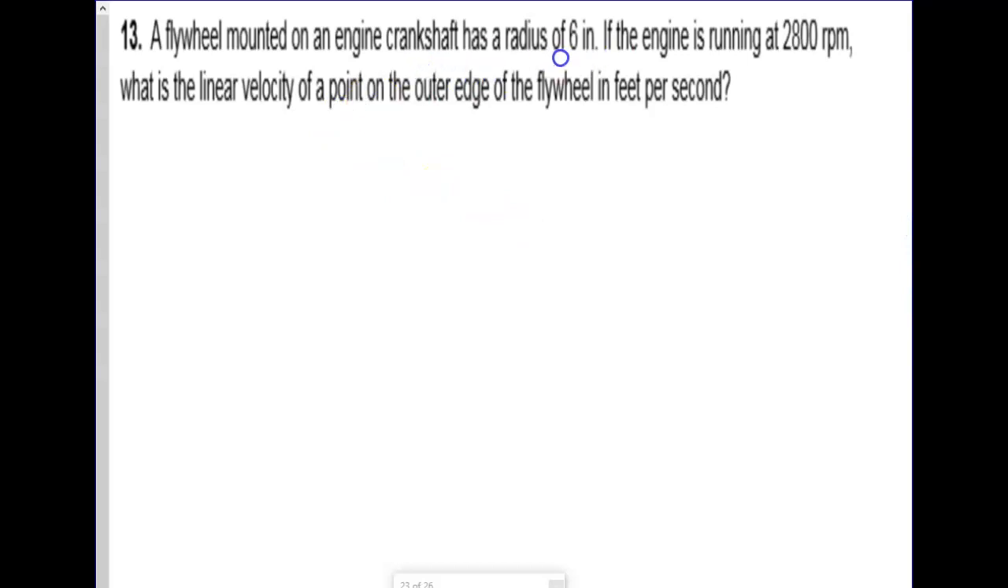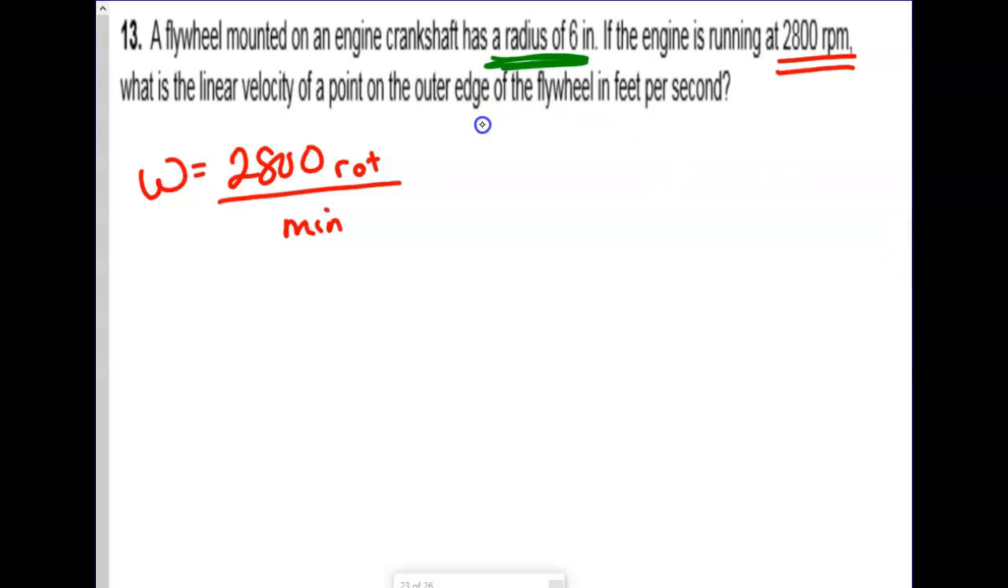All right. Crankshaft. It's a thing. All right, so it has a radius of 6 inches. That feels important. Let's highlight that. The engine is running at 2,800 RPM. That is an important clue. Unfortunately, not the clue I need. So what we're going to do is start with that clue, but we're going to get it in the right label. You can call it rotations or revolutions or whatever. Rotations per minute.